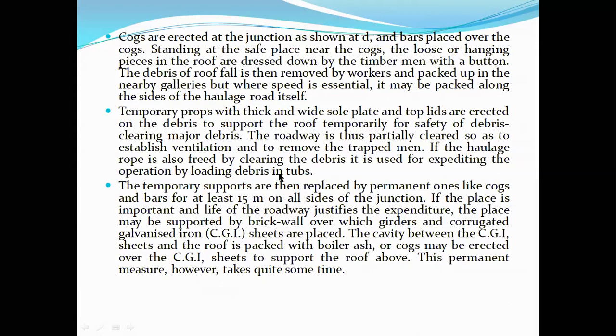Next, the temporary supports are then replaced by permanent ones like cogs, bars for at least 15 meters on all the sides of the junction. Okay, on all the sides, right? In the previous slide which I had shown that. Okay, if the place is important and the life of the roadway justifies the expenditure, the place may be supported by brick wall with girders and corrugated galvanized iron, because it's an expensive process.